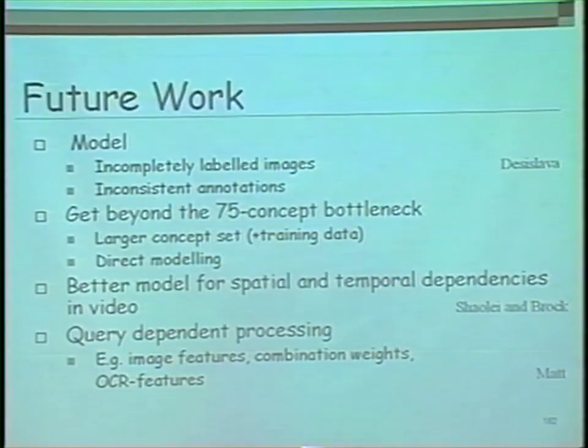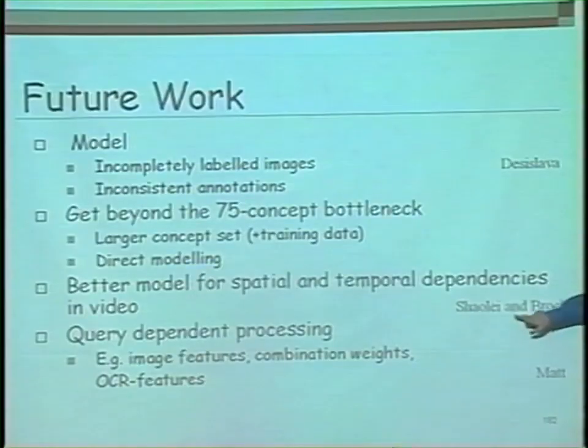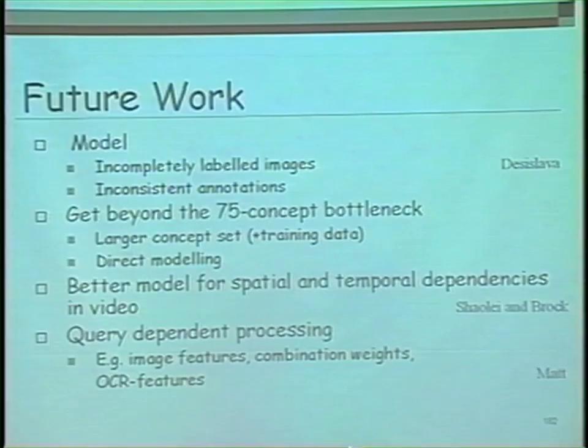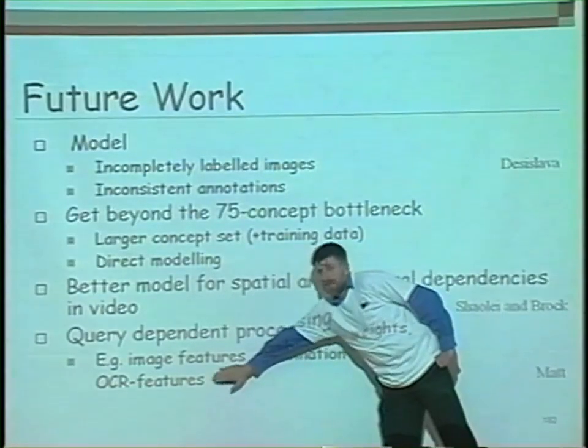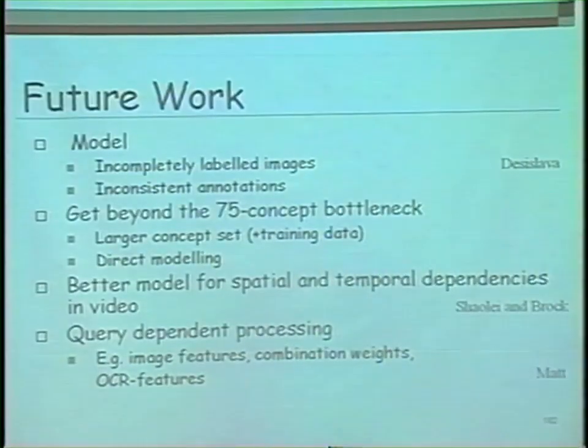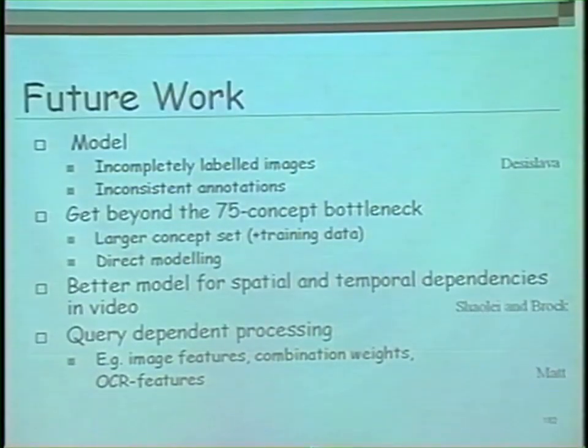Then the modeling of spatial and temporal dependencies. Actually, Charlai's proposal was with respect to the temporal dependencies, and Brock's proposal with respect to the spatial dependencies. And then query-dependent processing very often helps in information retrieval. For example, if you are looking for pictures of, whom did we have? I don't know, Yasser Arafat or so, then you may want to use your OCR features that you extracted, and that relates to Matt's proposal.